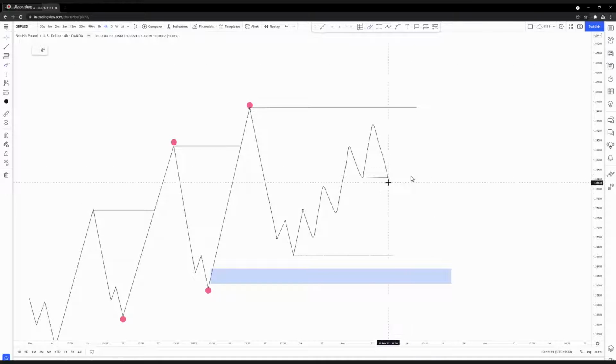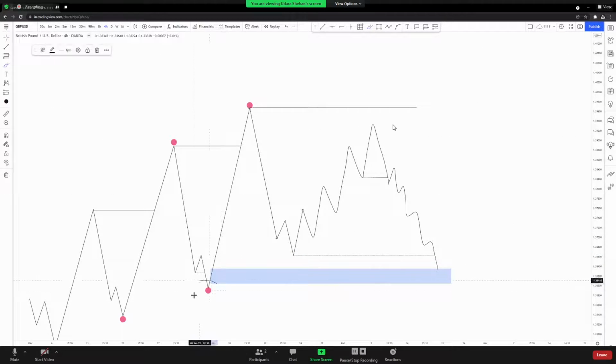Then they can do something like this because they know that everyone will be looking to buy from here, but it's weak. So price can come back down and sweep all of this liquidity into this point of interest. Now, what is your current trading range? It's from here to here, right?